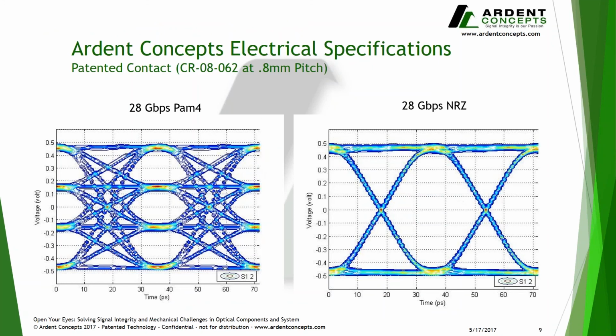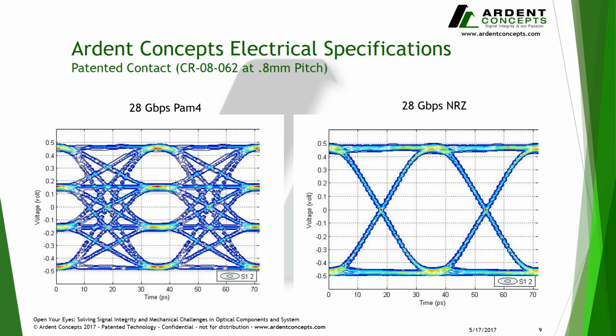As an example of the electrical performance we see in our contacts, we looked at some data through eye diagrams, and we used the contact shown in the prior slide on the left, the CR08062. We deployed that contact at 0.8 millimeter pitch in a normal plastic-style interposer, and this is the data we were able to portray through it.